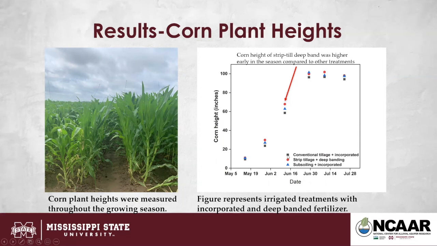With the gray or black boxes, we have conventional tillage plus incorporated fertilizer. Red is the strip tillage plus deep banded fertilizer, and blue is the subsoiling plus incorporated fertilizer. And you see right here in mid June, corn height of strip till deep banded fertilizer was higher early in the season compared to other treatments. So this was a significant difference.